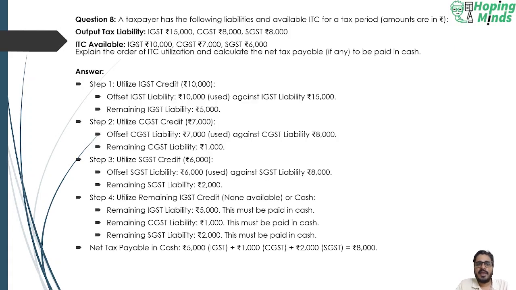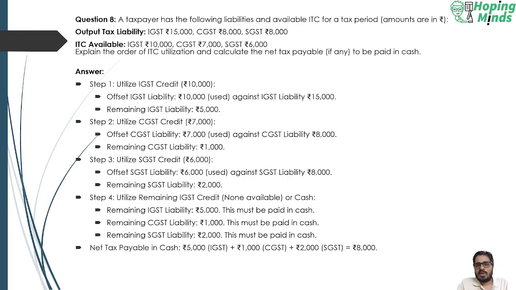Next, a taxpayer has the following liabilities and available input tax credit for a tax period. Output tax liability under IGST is 15,000, under CGST it is 8,000, and under SGST it is 8,000. Input tax credit available: ITC under IGST is 10,000, under CGST is 7,000, and under SGST is rupees 6,000. Explain the order of ITC utilization and calculate the net tax payable, if any, to be paid in cash.